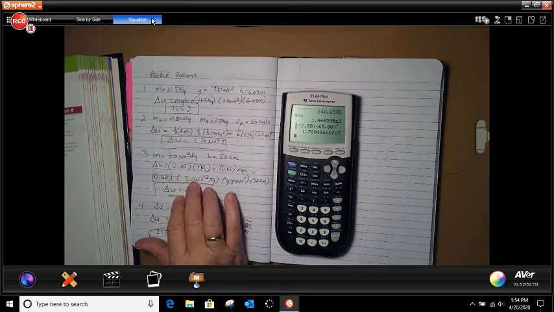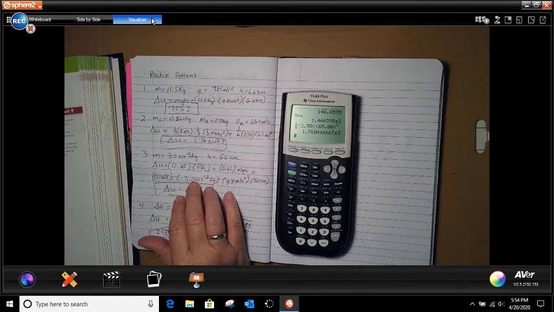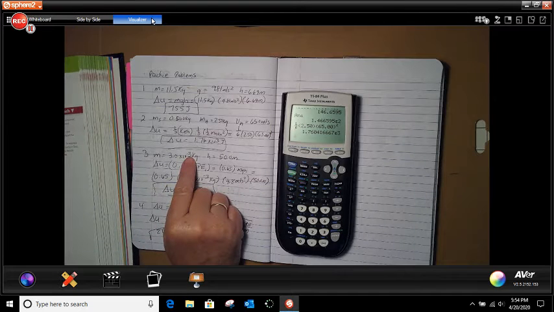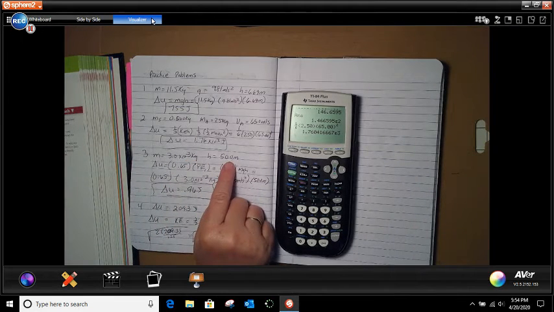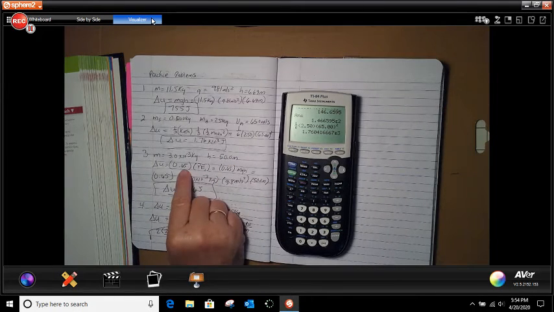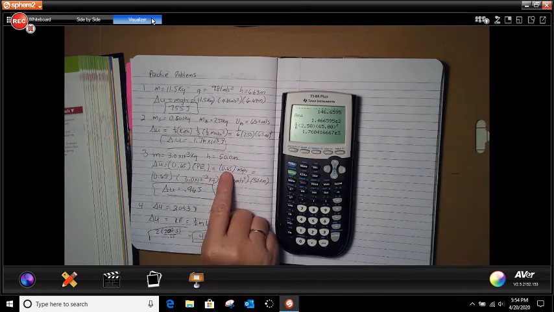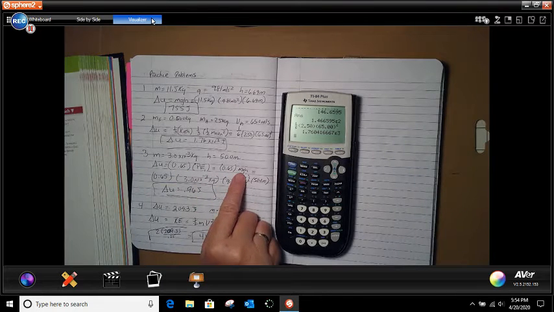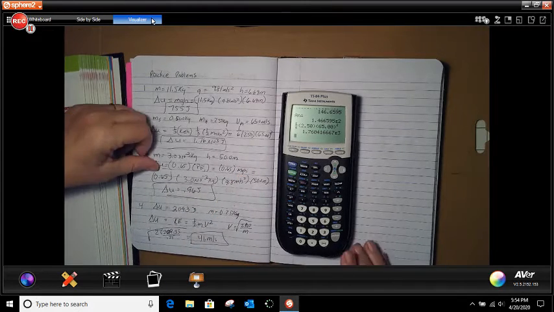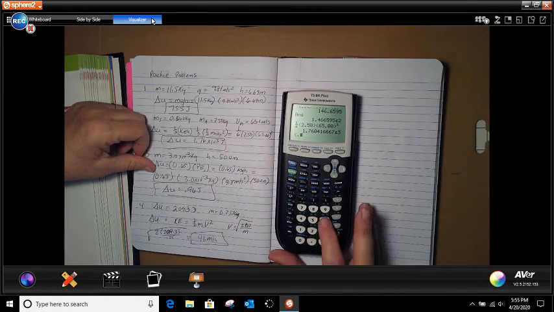Number 3, a 3.0 times 10 to the negative 3 kilogram copper penny. That's the mass. It drops a distance of 50 meters to the ground. That's the height. If 65% of the initial potential energy goes into increasing the thermal energy of the penny, determine the magnitude of the increase. So we're going to take our 65%, change that to a number, so we're going to take 0.65 times our mass times gravity times height.